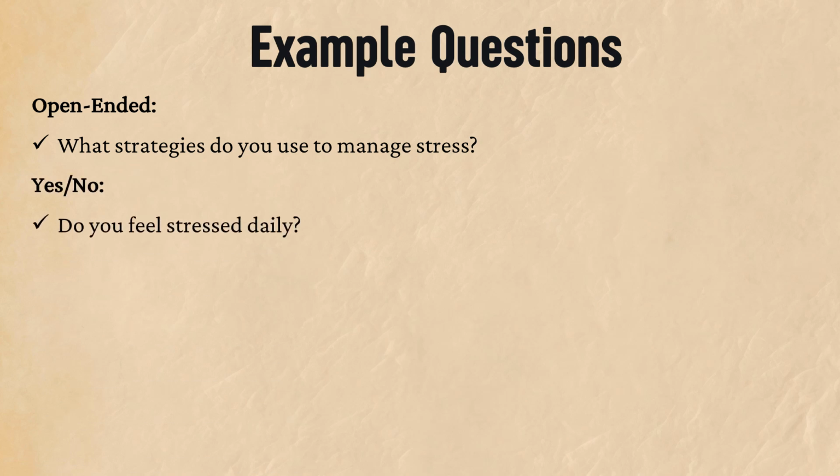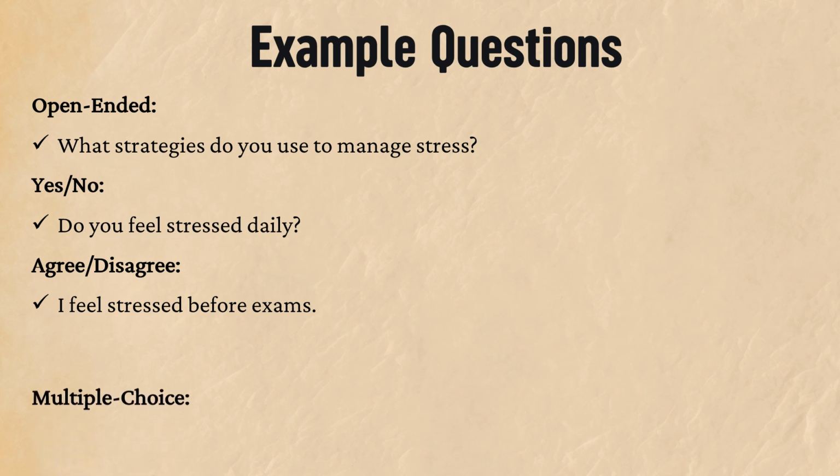For a yes or no question on stress, you can ask, do you feel stressed daily? The respondent will either say yes or no, or they can also say not sure. For an agree disagree question, you can ask, I feel stressed before exams. So the person will say either agree, disagree, or neutral.